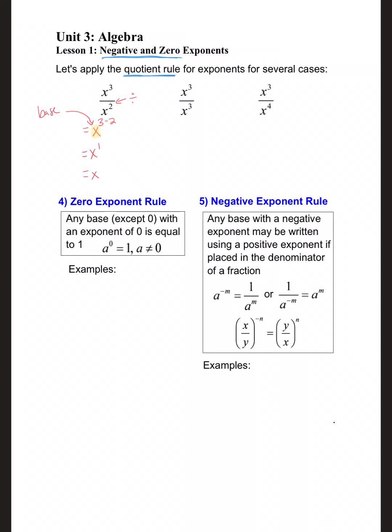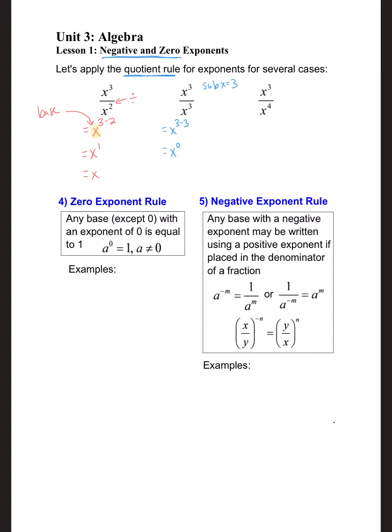Okay, let's try the next one. So this time we're going to have x to the power of 3 divided by x to the power of 3, and we subtract 3 minus 3. Well, that's going to end up being x to the power of 0. So what does that really mean? Let's put in some numbers and see if we can come up with a general rule for what happens when we have some base raised to 0. So let's sub in x equals 3 and see what that gets us.